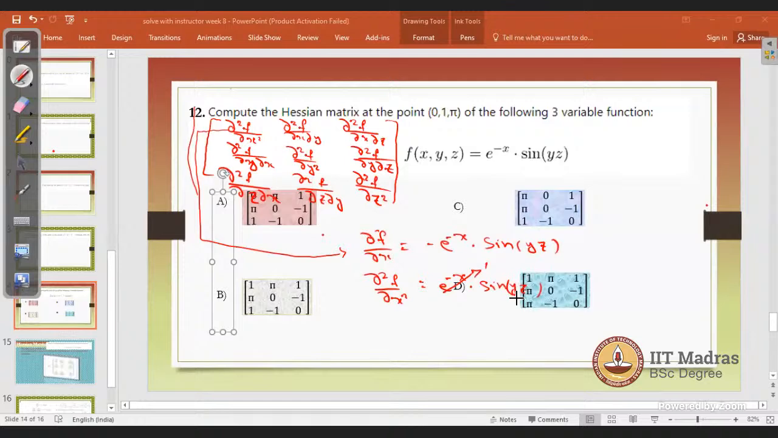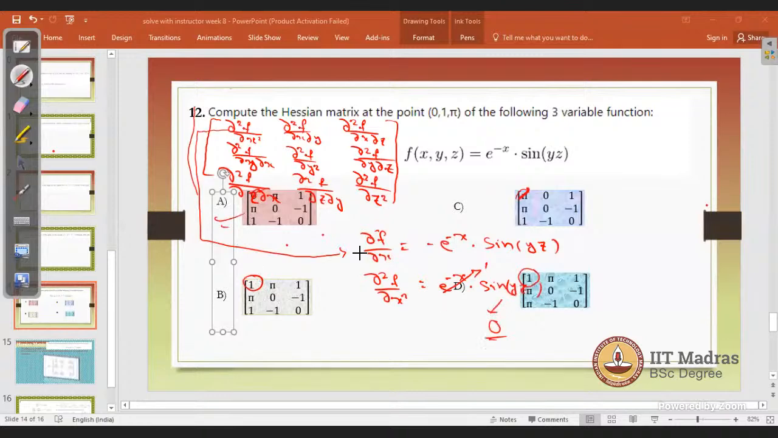So sine pi, what will be the value of sine pi? Someone answer? It will be 0. Whoever answered quickly, this was the reason, because the 1 cross 1 part of this matrix will be 0. For this option only it was 0, and for all other options here it is pi, here it is 1, here it is 1. So only one option looked correct.